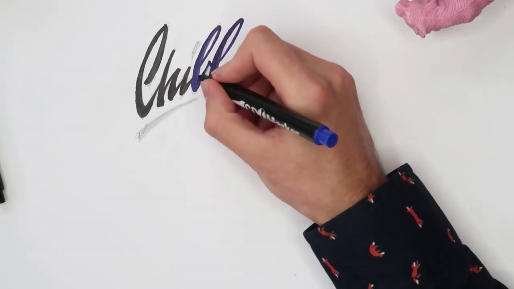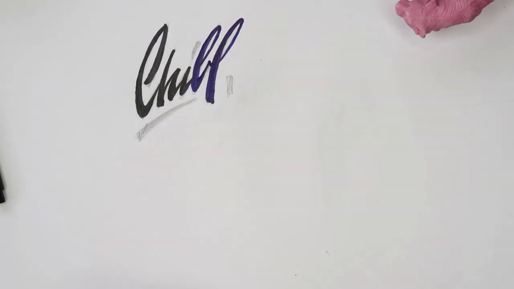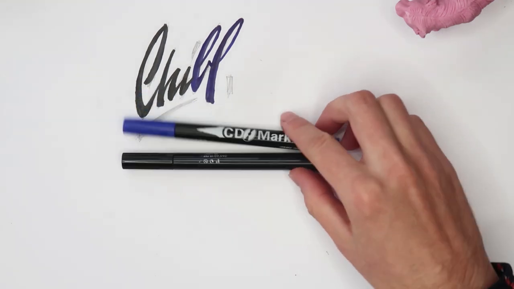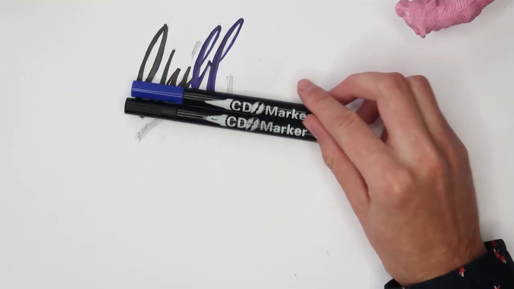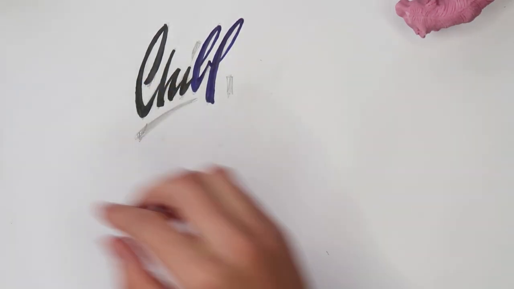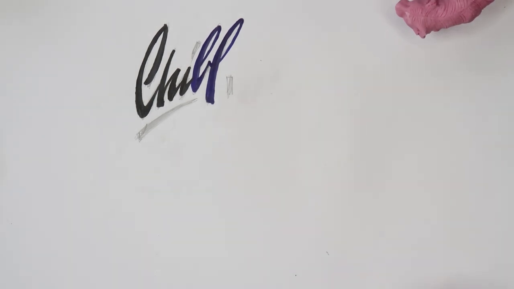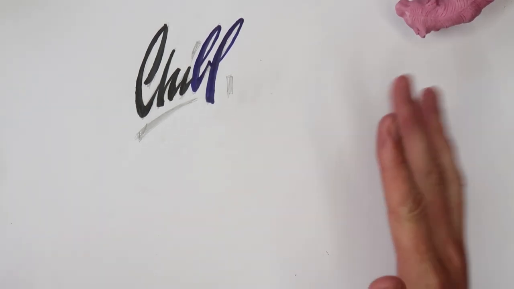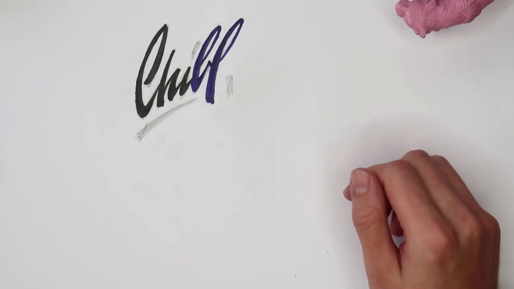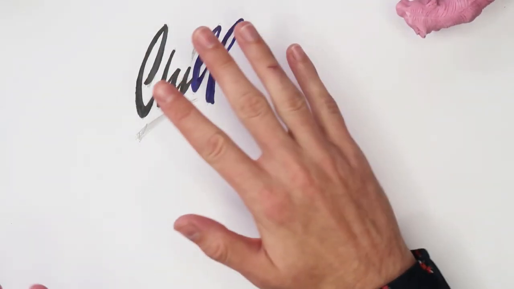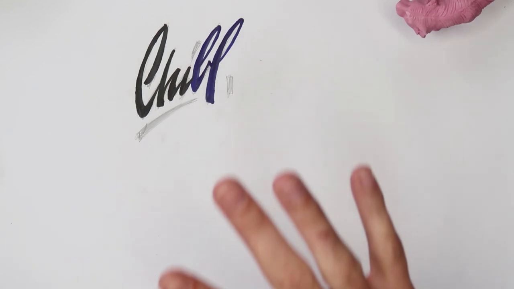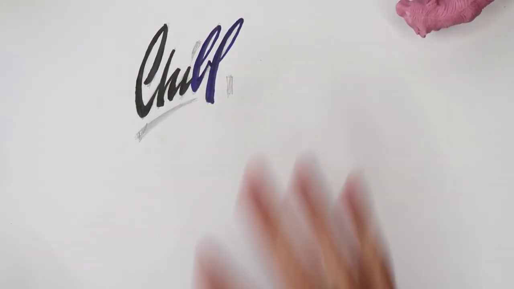So I just buy a bunch of these. This comes in a pack of two, so you get a black one and a blue one, and they are like 50 cents or something. So really recommend you to buy a bunch of cheap markers, they are super nice.